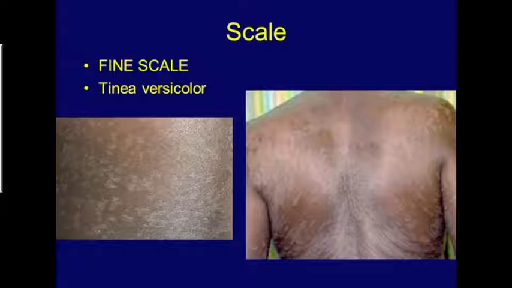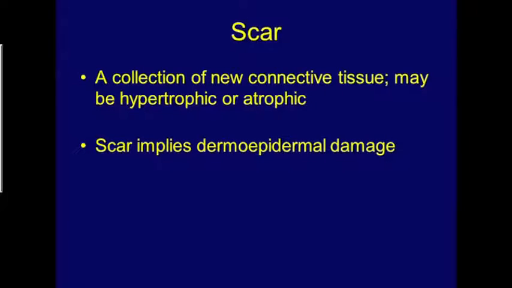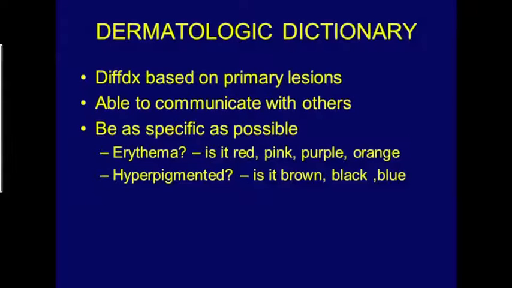So, scale: you can have fine scale, such as seen here in a patient with the collarette. Excoriations are often linear and usually secondary to a patient's scratching, and you can see this very clearly in patients such as this one with atopic dermatitis. And then a scar is a collection of new connective tissue, which can be either hypertrophic or atrophic, and it really implies that there is damage below the basement membrane. So there's dermal and epidermal damage to produce a scar.